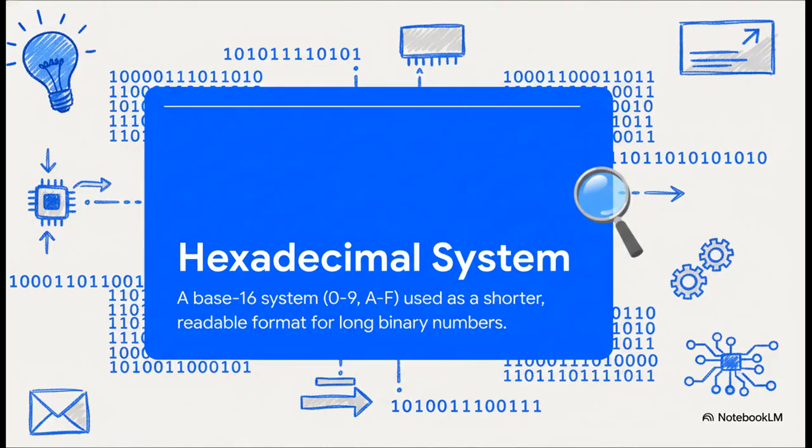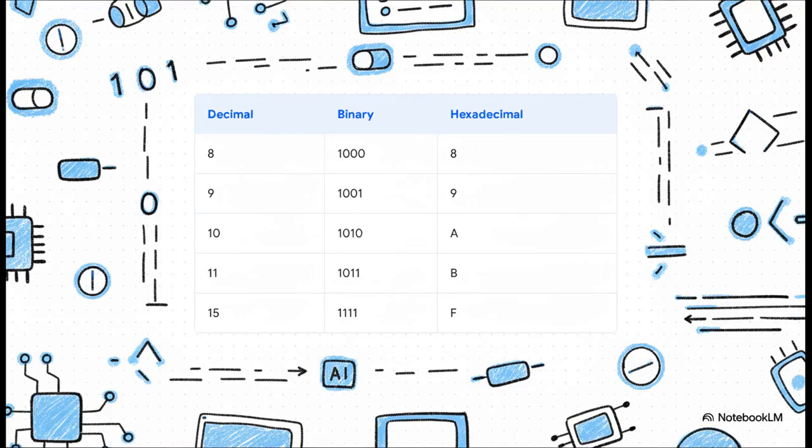And that shorthand is called hexadecimal. Now, instead of 2 digits like binary or the 10 digits we use every day, hexadecimal uses 16 symbols. You've got the numbers 0 through 9, and then the letters A through F to represent the numbers 10 through 15. Its whole job is just to be a compact, much easier to read label for those long binary numbers. And this little chart here just lays it all out perfectly.